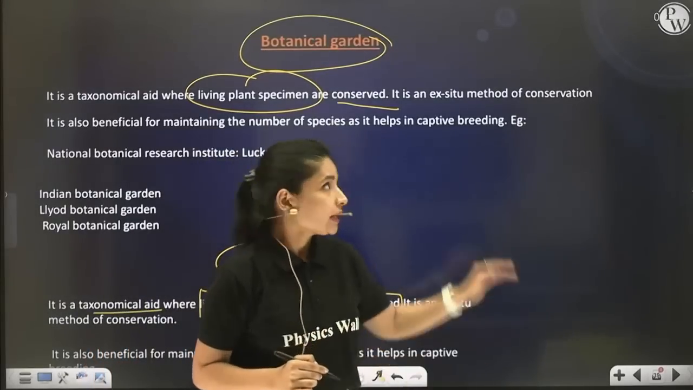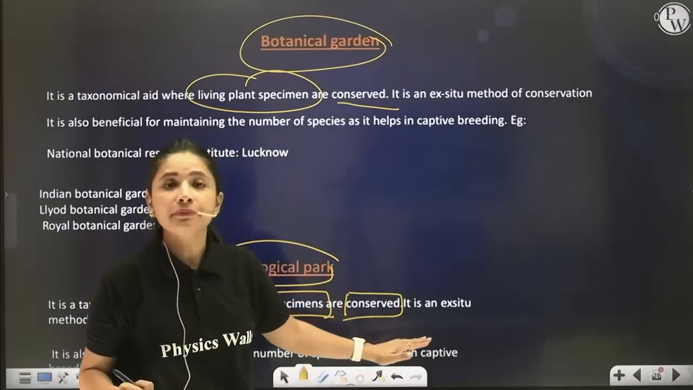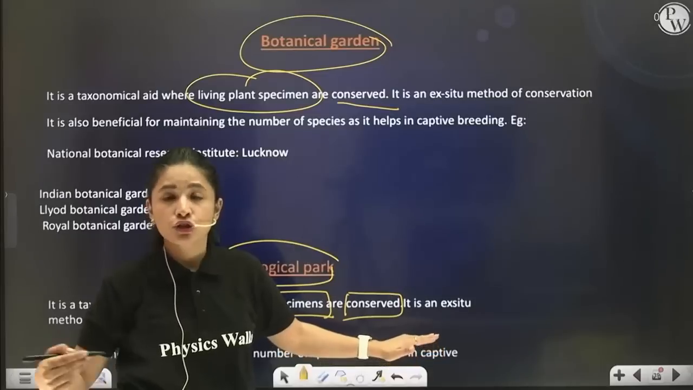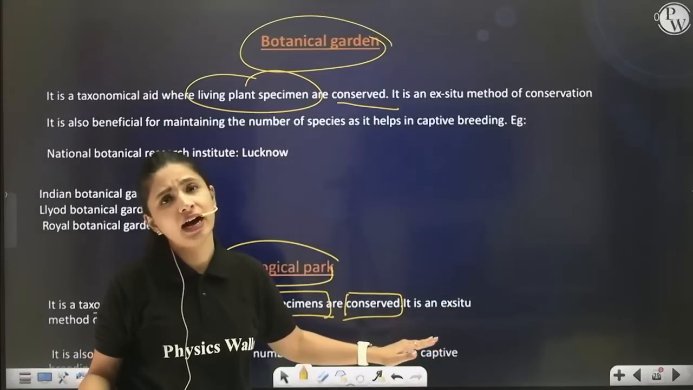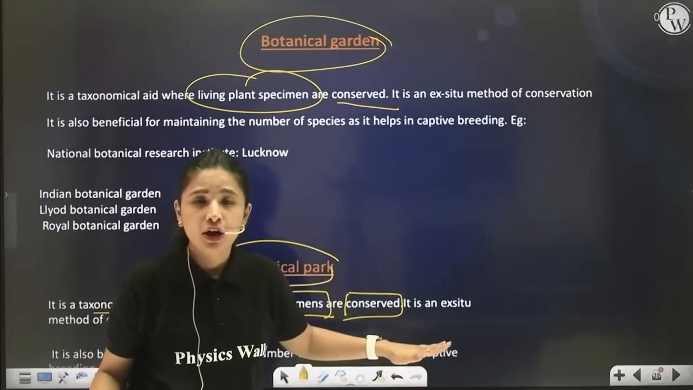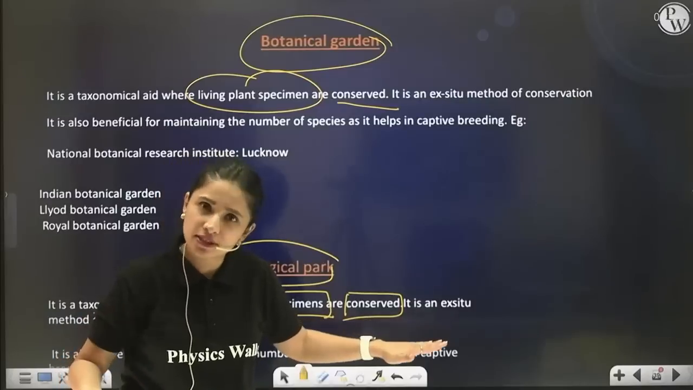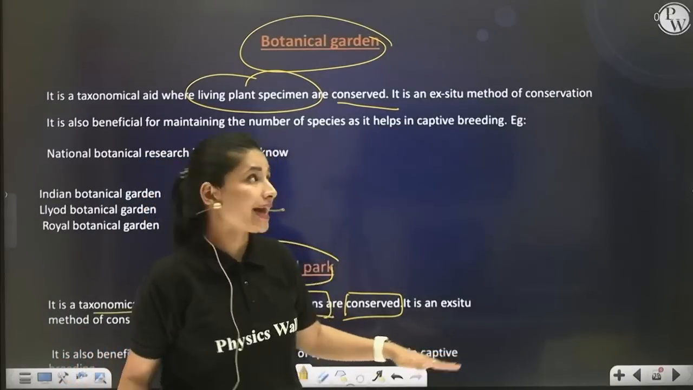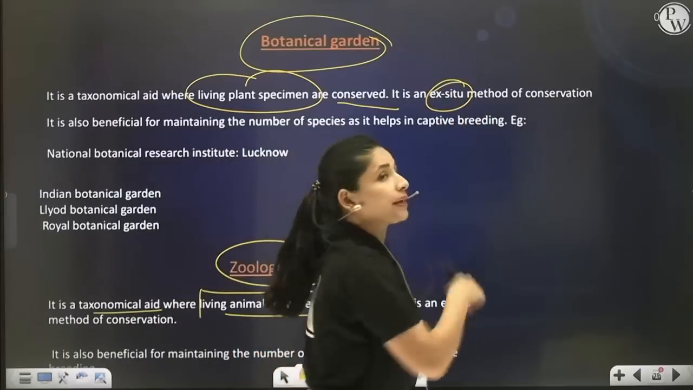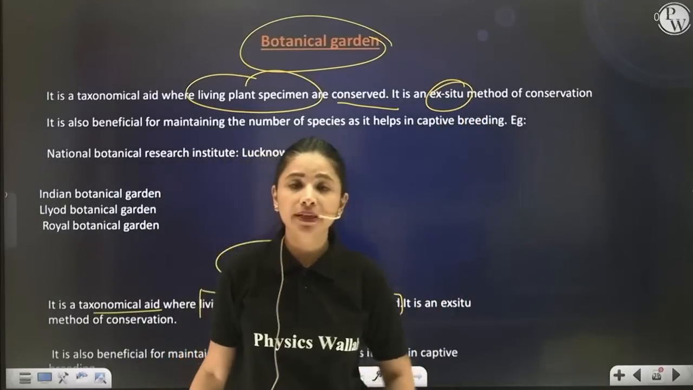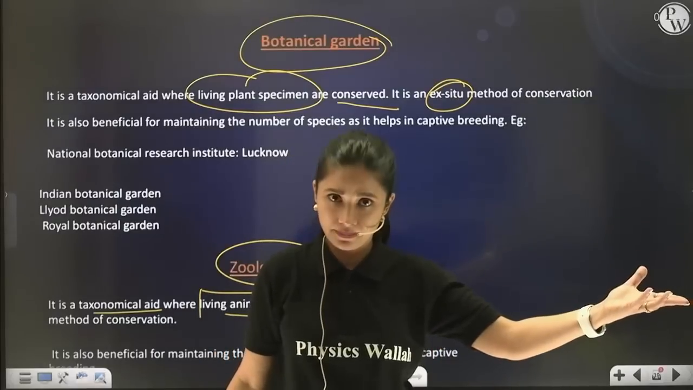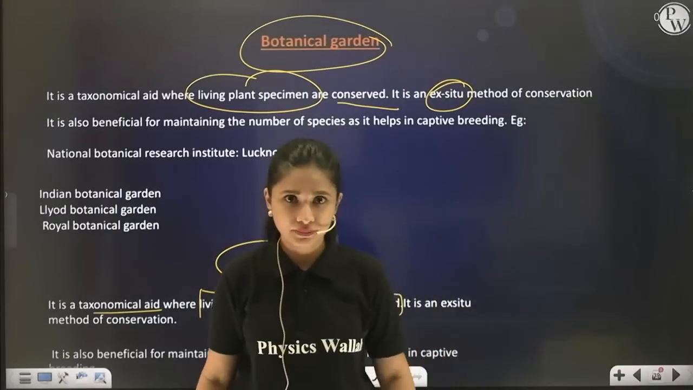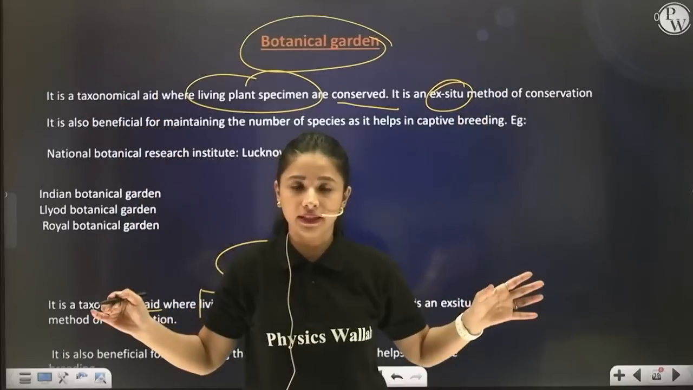Clear? These two can be used for study purpose for researchers and scholars. Students visit botanical gardens and zoological parks for their study purpose, for research purpose. As well as these two are also ex situ methods of conservation. Ex situ means away from the site. Like for example, there is a forest fire. The whole jungle got burnt up.